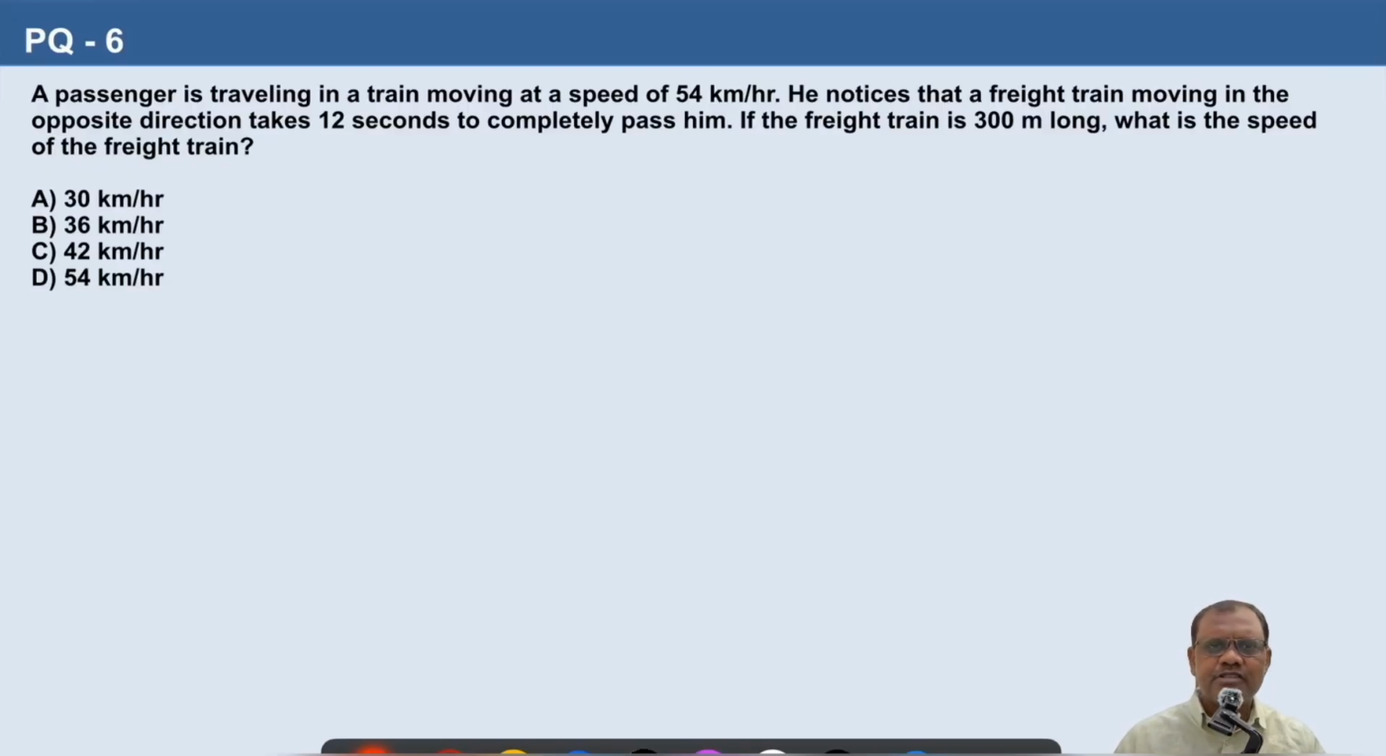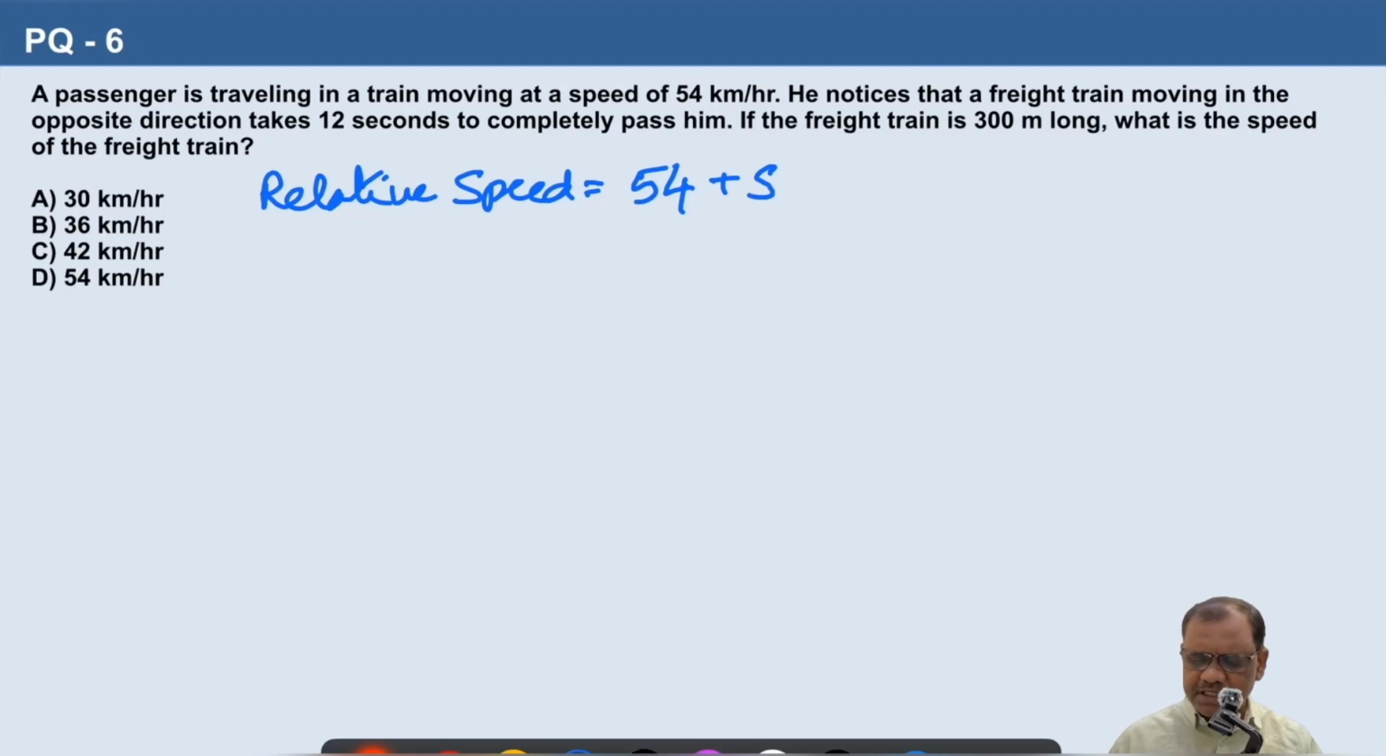So to find out the relative speed, we should have both the speeds. Here we have only the speed of the train in which the passenger is sitting. So let us assume the speed of the freight train is S. Let us find out the relative speed. Since the trains are moving in the opposite direction, we have to add: 54 plus S. S is the speed of the freight train, and 54 kilometers per hour is the speed of the train in which the passenger is sitting.